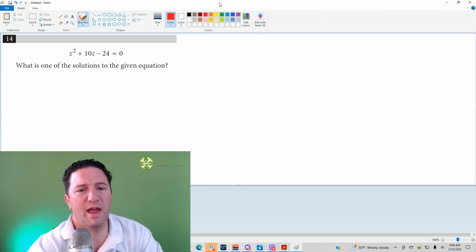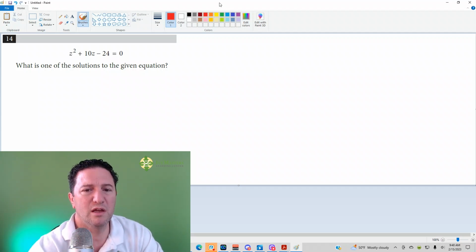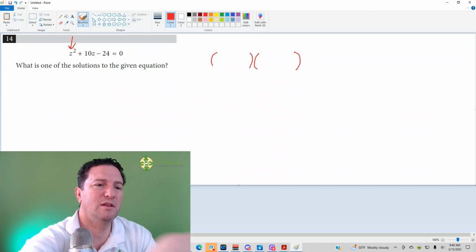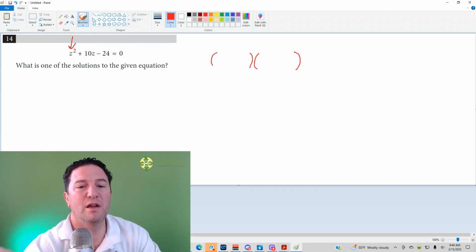Anytime you're in the form ax squared plus bx plus c, you've got to factor using two parentheses. And how do you get your first element in each of them? Take the square root of the first term. So the square root of z squared is z. I'm going to put the little line there so you know that it's a z and not a 2.